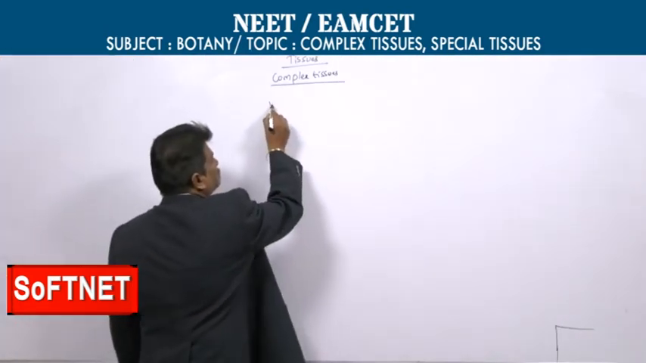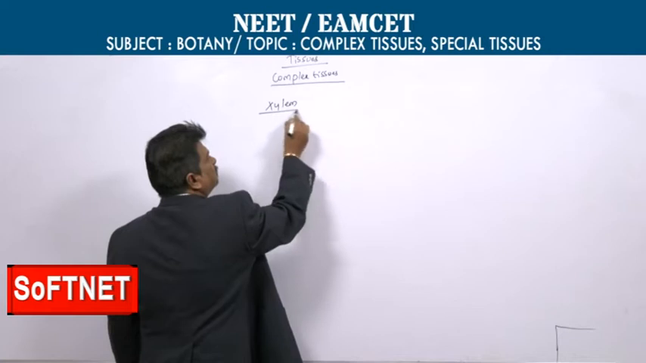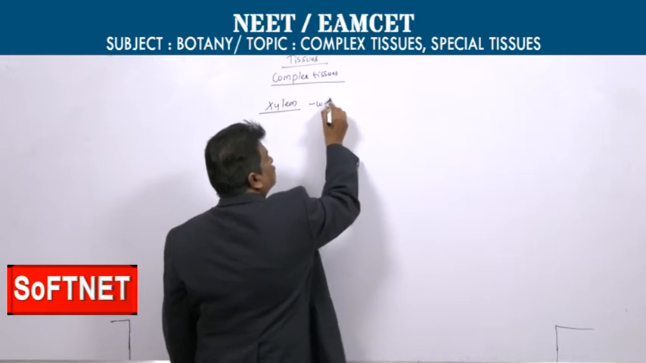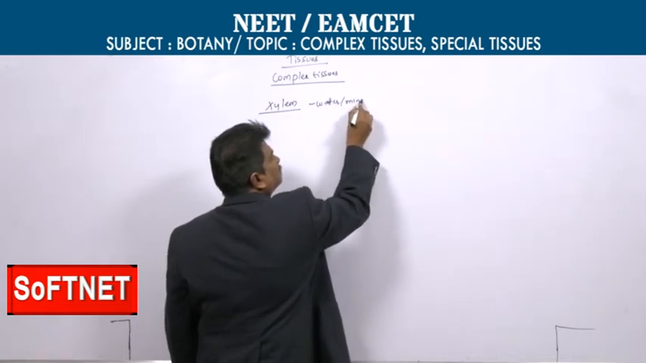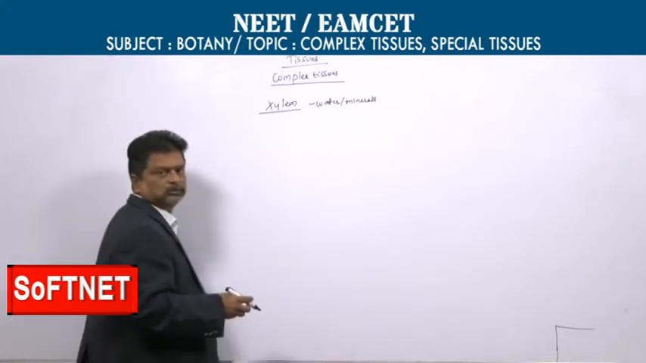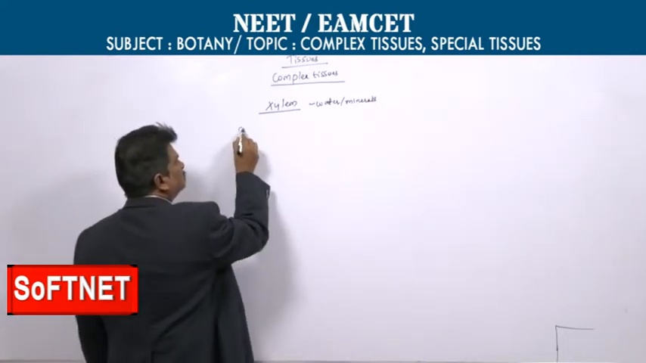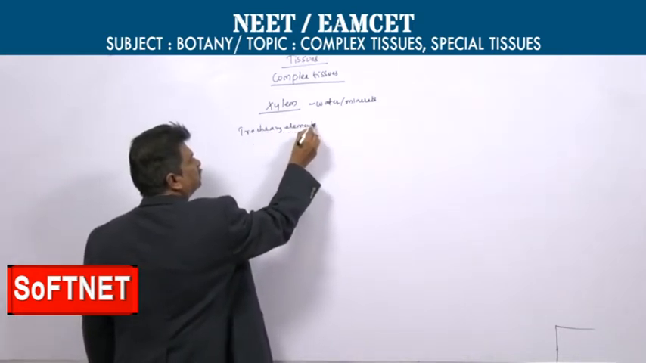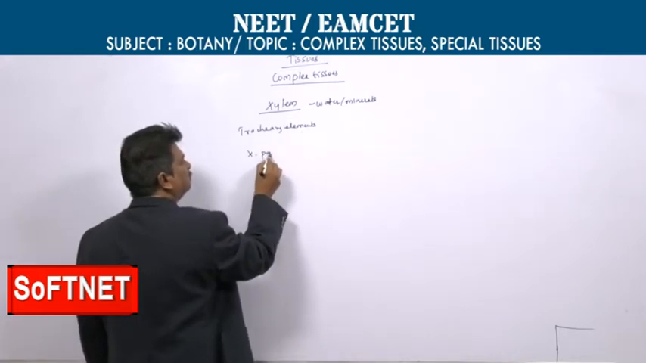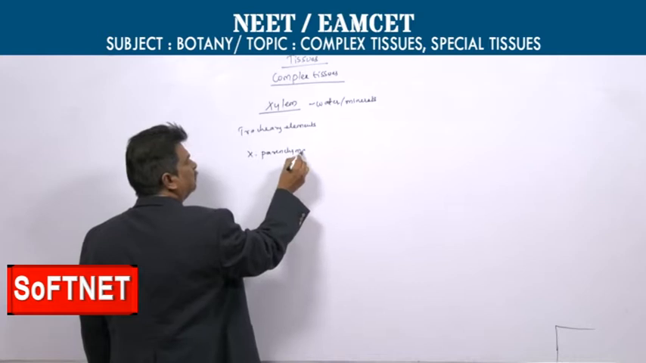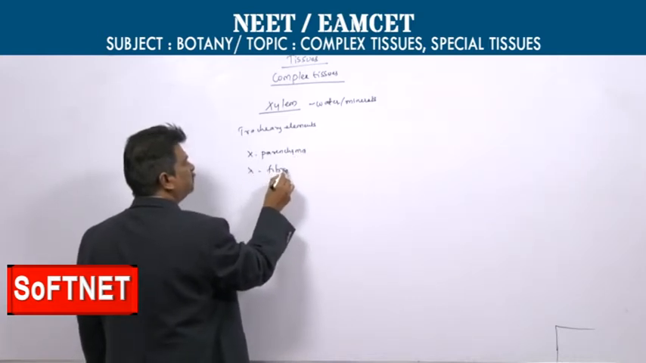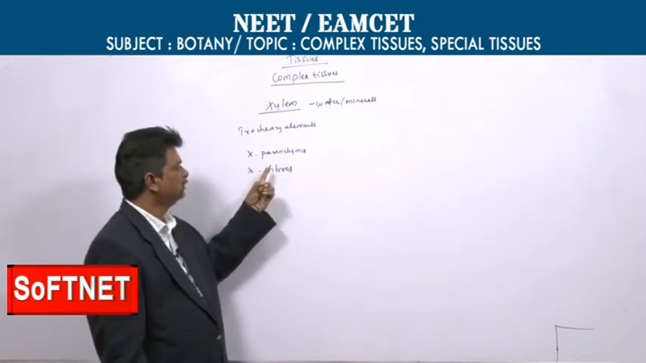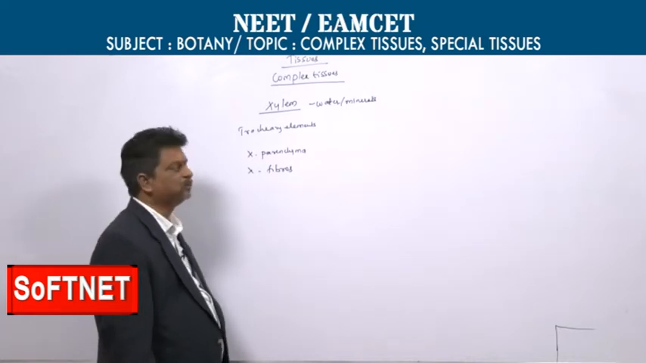Next, individual description. First one, xylem. Xylem helps in conduction of water and minerals. Now, parts of xylem. Xylem shows tracheary elements, then xylem parenchyma and xylem fibers. These are the parts of xylem: tracheary elements, xylem parenchyma and xylem fibers.